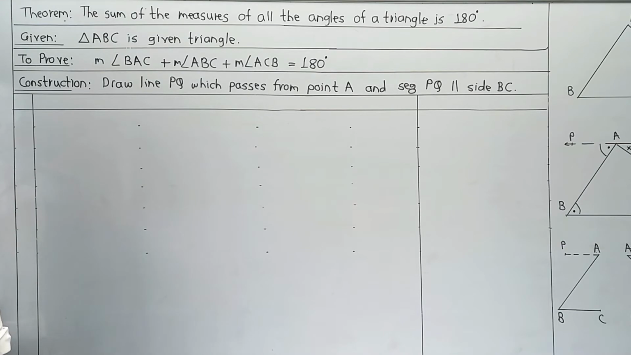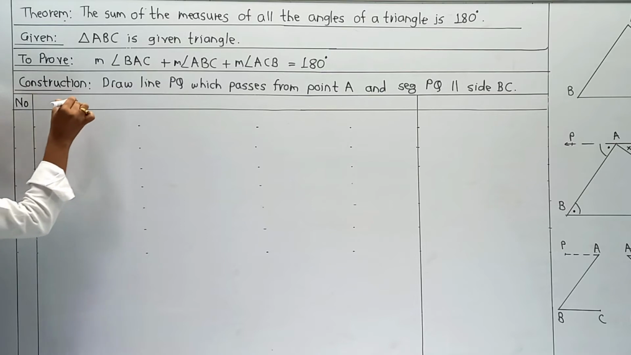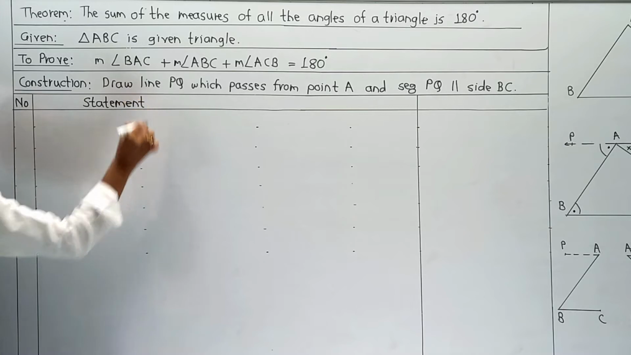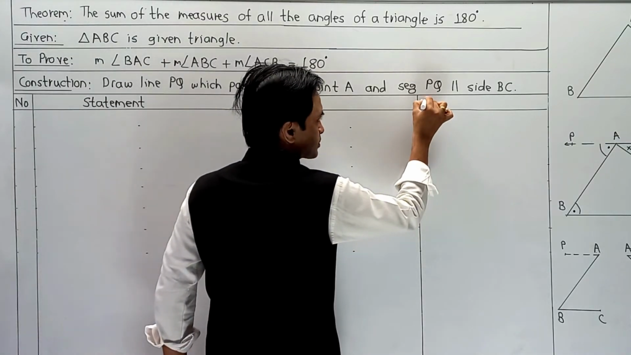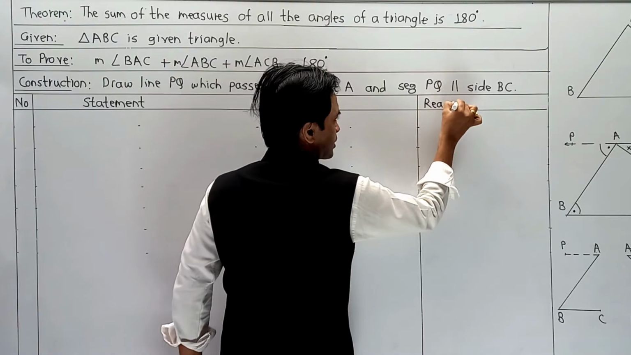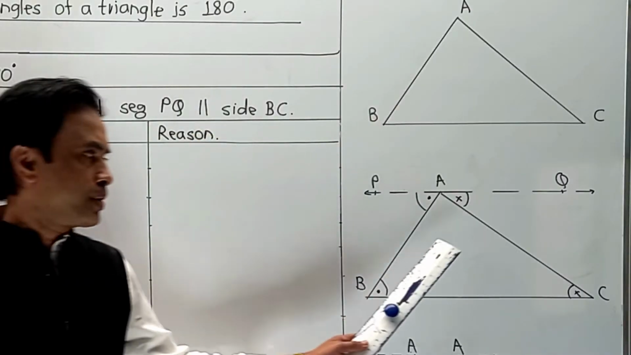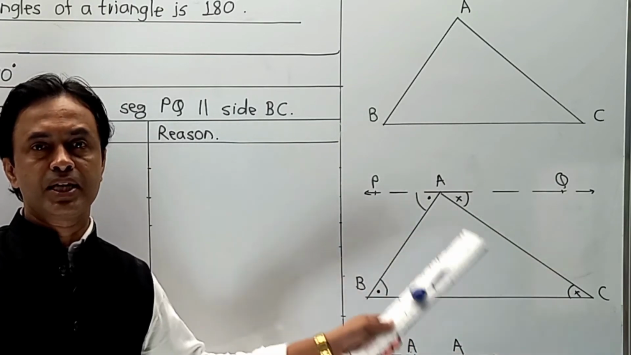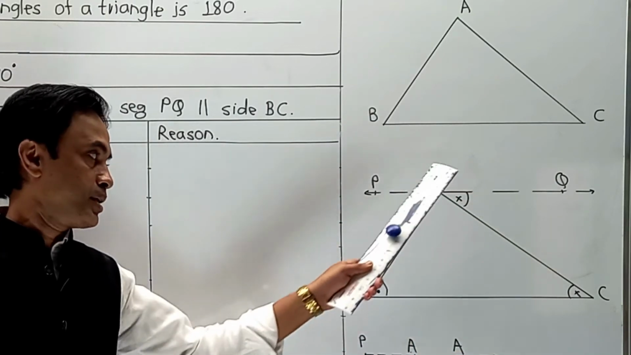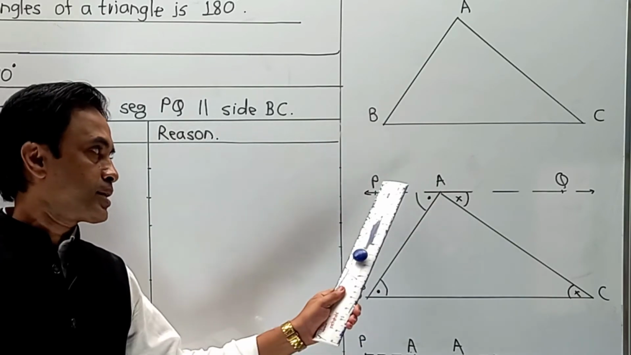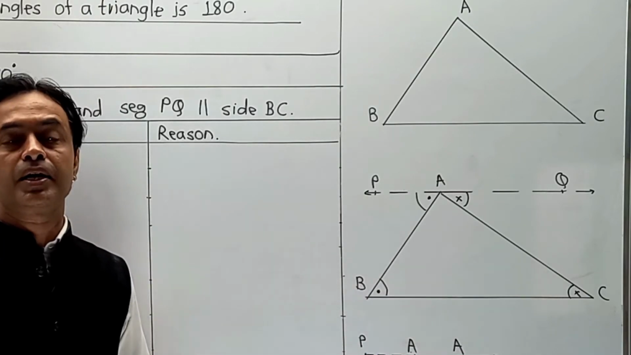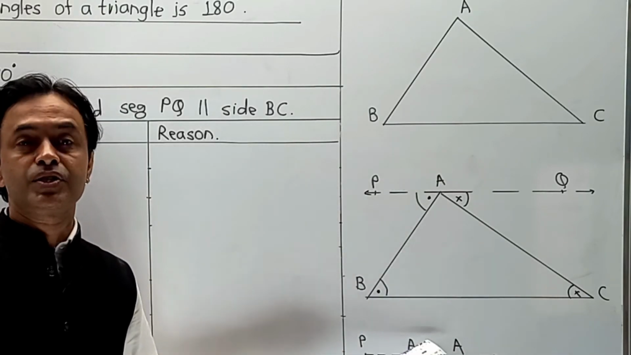Now we are moving to the proof, and I am going to write the proof in the form of numbers, statement and reason. Once again, please observe it. Here PQ is parallel to base BC, and AB acts as a transversal. Naturally, angle PAB is congruent to angle ABC. The reason is alternate angles. I am giving it as equation number 1.